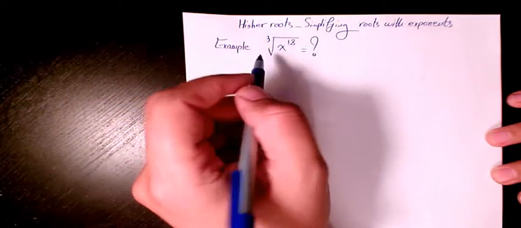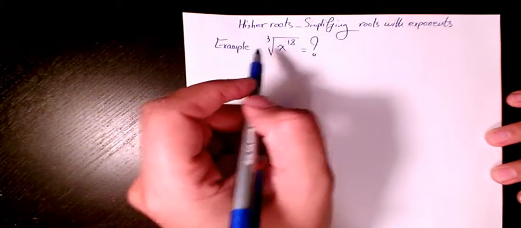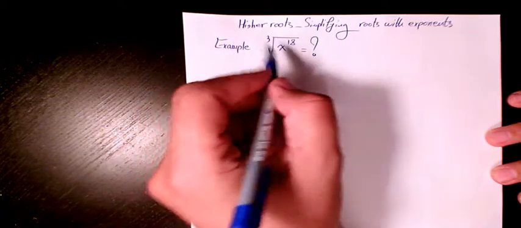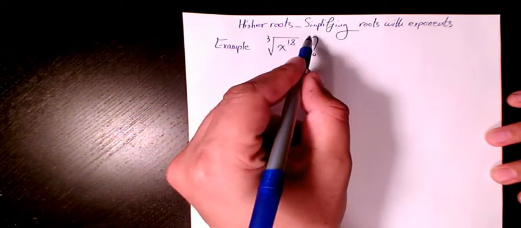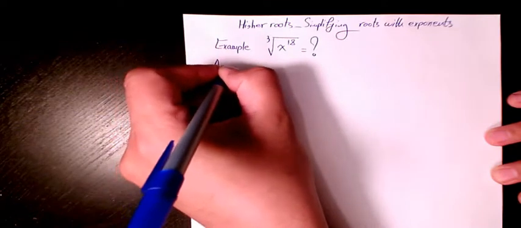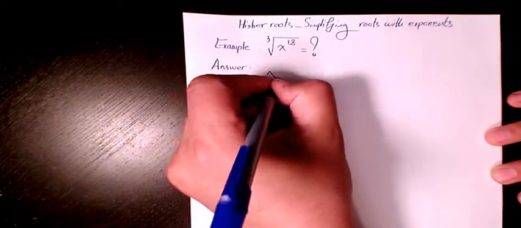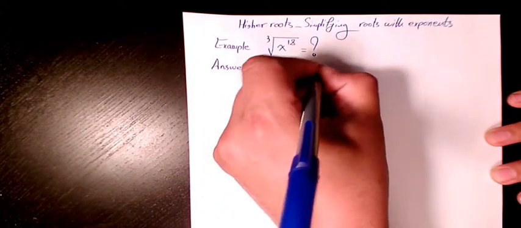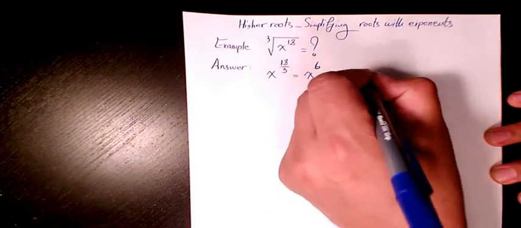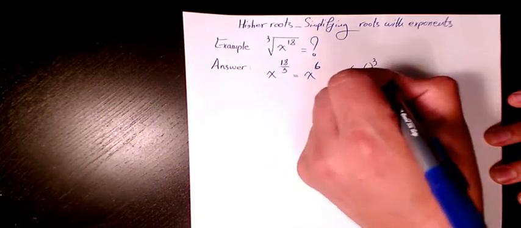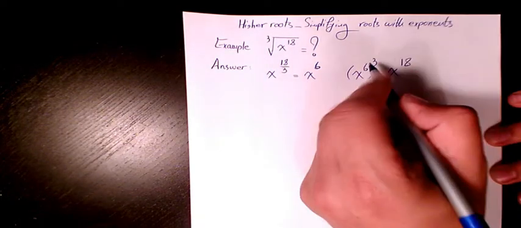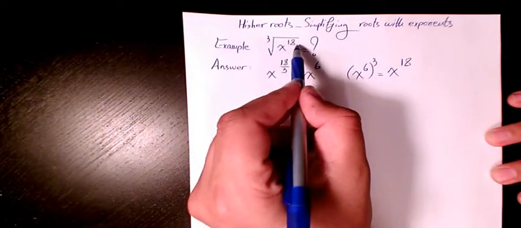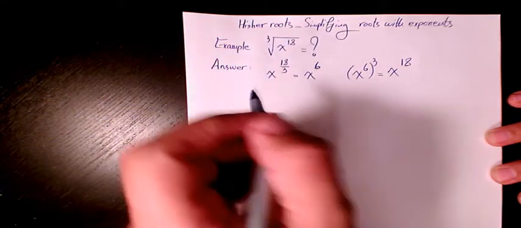In this video I want to give you more examples regarding higher roots and how to simplify roots with exponents. The first example is the cube root of x to the power of 18. The answer will be x to the power of 18 over 3, which will be x to the power of 6. In other words, we can say x to the power of 6, to the power of 3, will be x to the power of 18 because we need to multiply these two. So the cube root of x to the power of 18 is x to the power of 6.